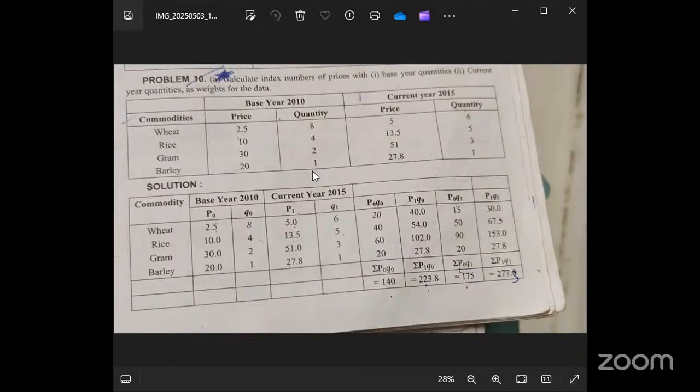So we need to multiply P0 into Q0. So 8 into 2.5, what do you get? 20. So 10 into 4, 40. 30 into 2, 60. 20 into 1, 20. So now make the total of P0 Q0. Sigma P0 Q0 equals 140.